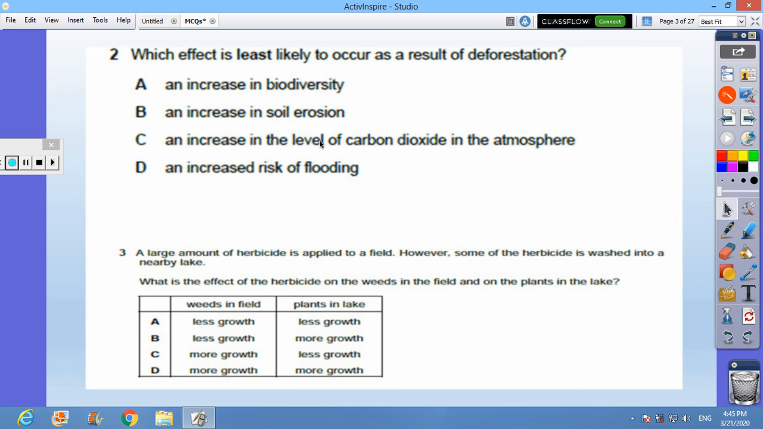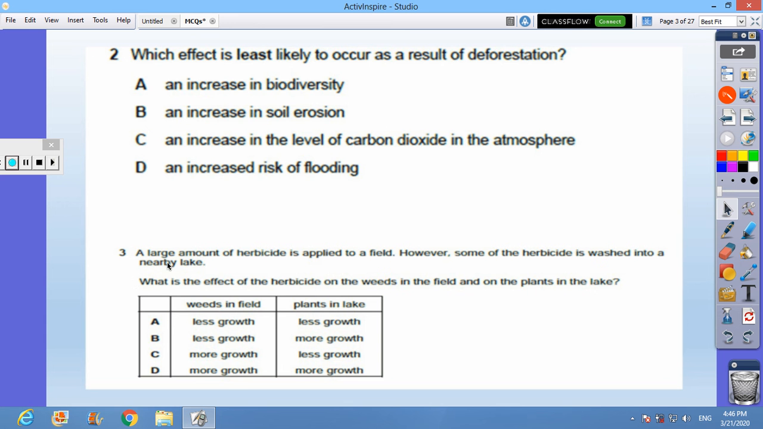Question 2, which effect is least likely to occur as a result of deforestation? A is the correct answer. An increase in biodiversity. This may not happen. Actually, it doesn't make sense.